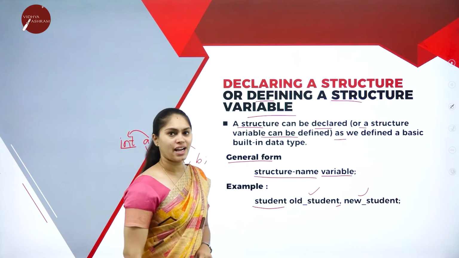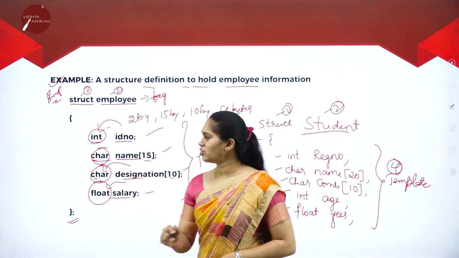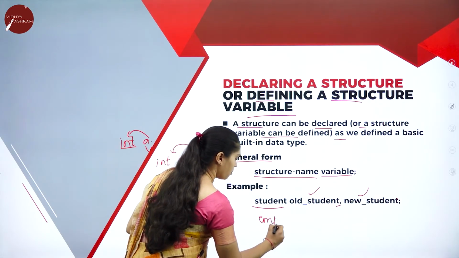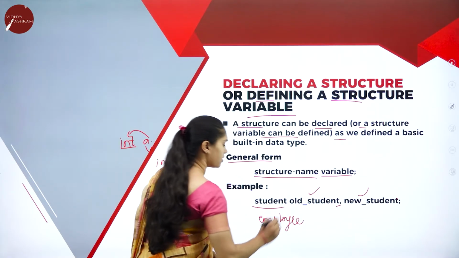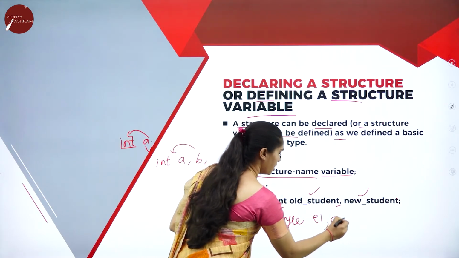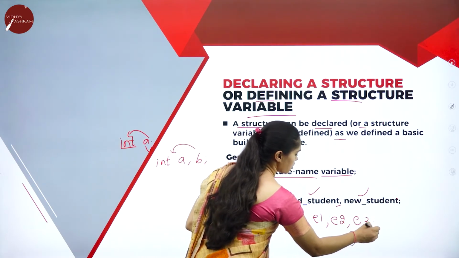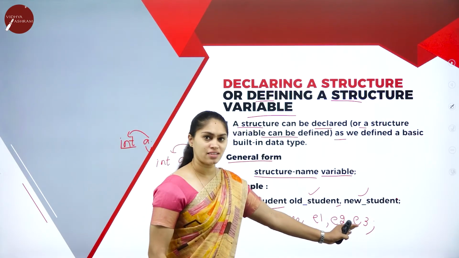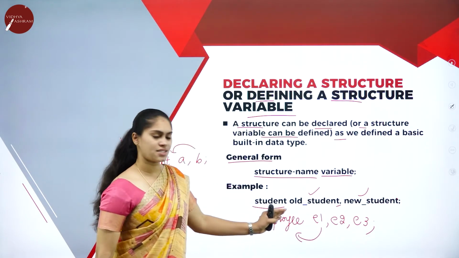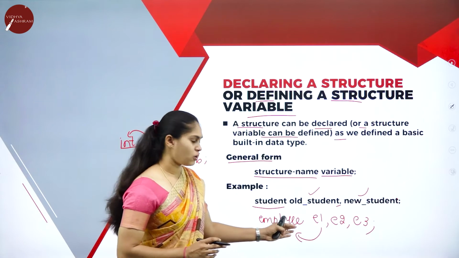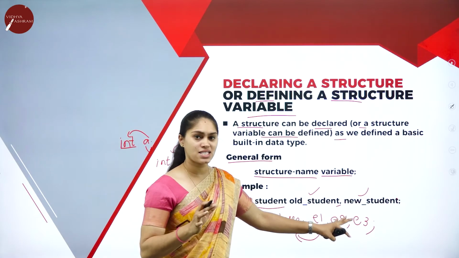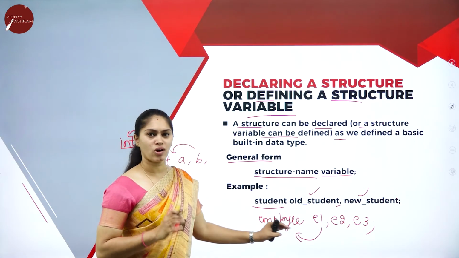Then how can I create a variable for the employee? What was the name of this structure? Employee. So let me create employee. How many variables can I take? I can take any number of variables. Let me consider E1, E2, E3. What it indicates is that E1, E2, E3 are variables of the data type called structure and its name is employee. So this employee will have three variables and each of the three variables will have access to all the members of this employee structure.